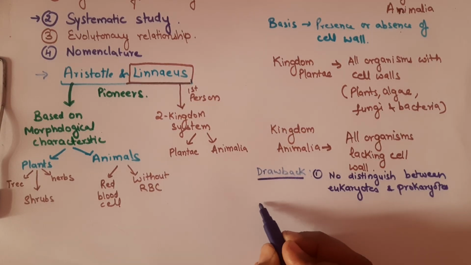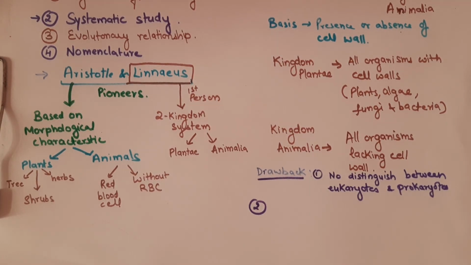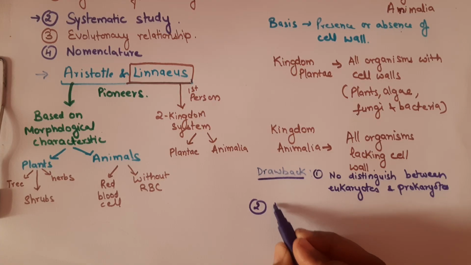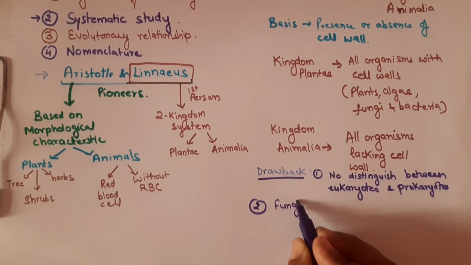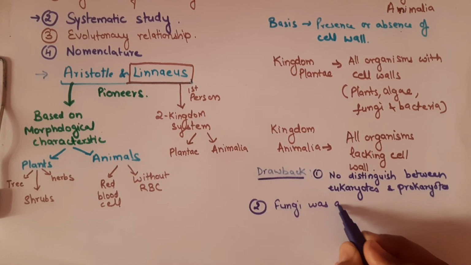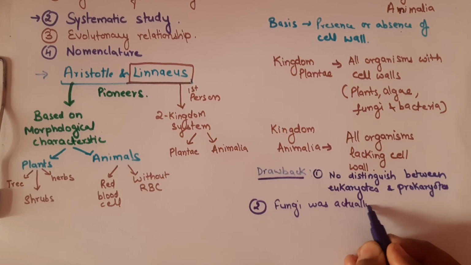The second drawback of the two kingdom classification was that fungi were placed with the plants despite differences in cell wall composition and mode of nutrition. So the fungi were actually misplaced.